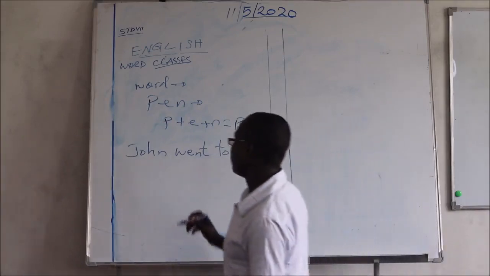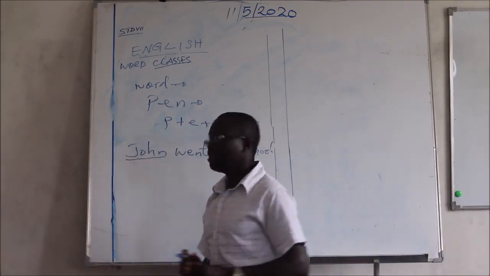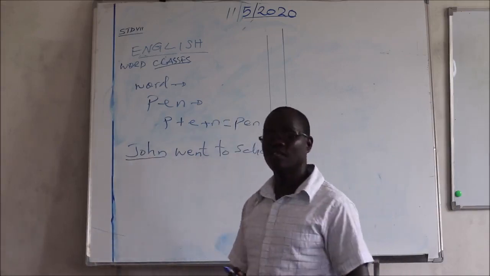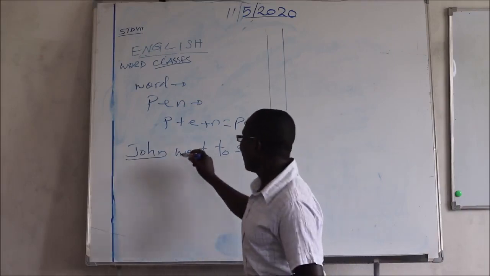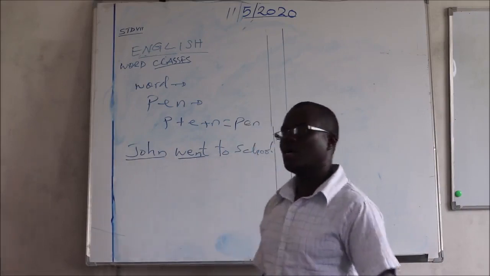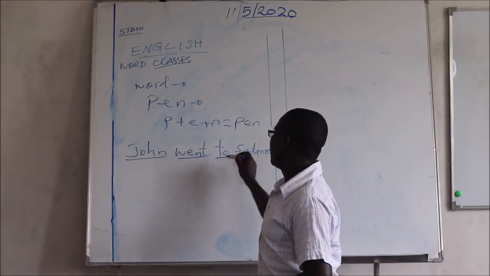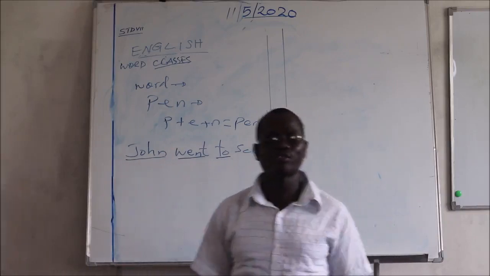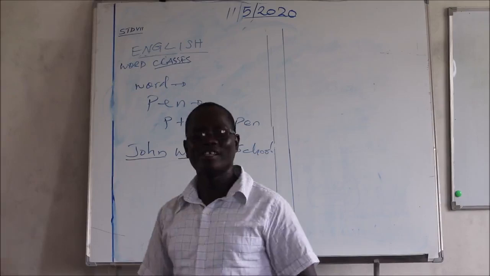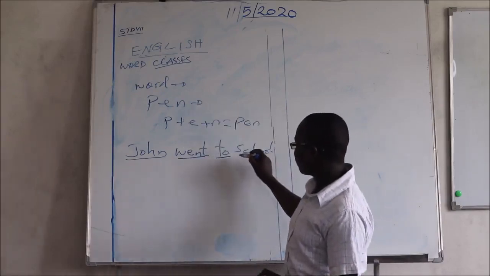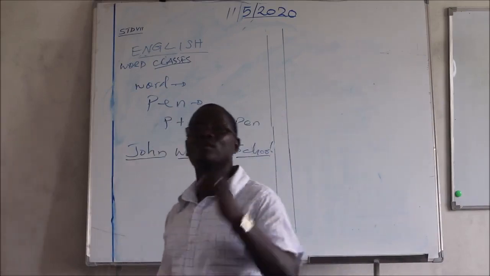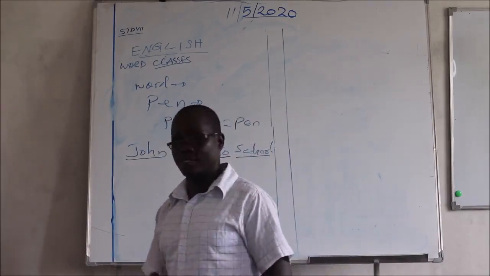Let us begin with John. John is a word that names somebody. Went is a word that shows an action. To is a word that shows the relationship between a noun and another noun or pronoun in a sentence. Then we have the word school. Again, it is a word that gives a name to a particular place.